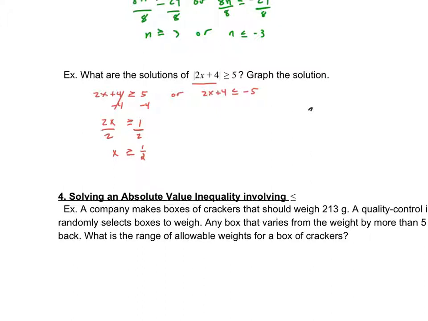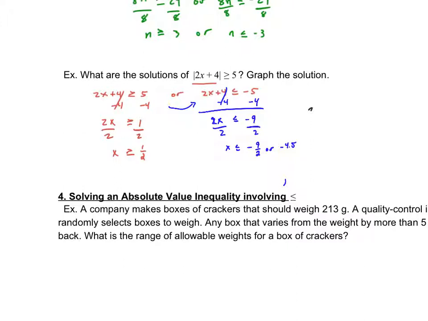Moving over to the second half of this problem, I combine like terms, moving 4 to the other side, and I have 2x is less than or equal to negative 9. Divide both sides by my coefficient, and x is less than or equal to negative 9/2, which we also know as negative 4.5.